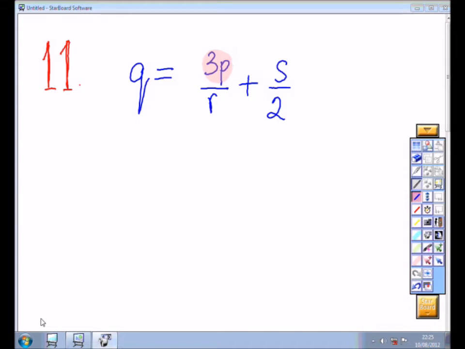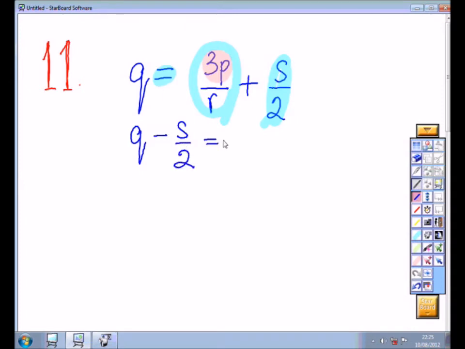Now clearly we can see that the letter P is contained in this term. So that means the other term, this one, is the one that we are going to shift to the left side of the equality sign. So that is the first step we are going to take, so that we have Q minus S over 2 is equal to 3P over R.